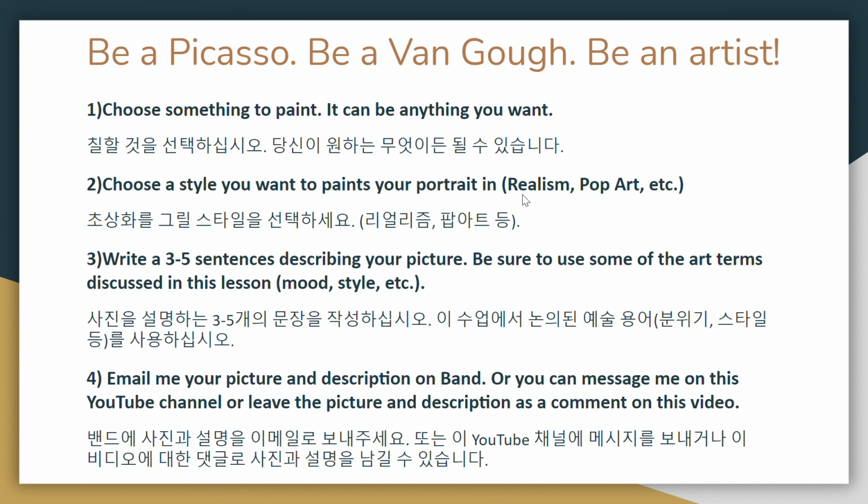Do you want a realist style or a pop art style? What do you want your picture to look like? What style does it have? And then just write 3 to 5 sentences describing your picture, right? Just give me a few sentences talking about your picture. Be sure to use some of the art terms discussed in this lesson. So when you are talking about your picture, just tell me what the mood is, what colors you use, some of the art terms.